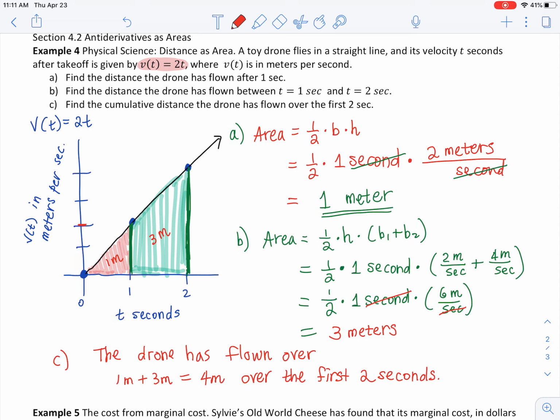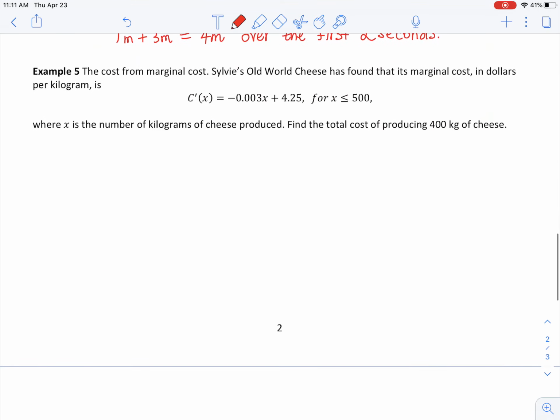Okay. So I got my last example, and I got that to be very similar to I think 3 of your homework problems. I think they were all talking about marginal cost. We'll do that last one, and then I'll come back and we'll talk about Riemann summation, okay? All right, let's look at the last one. The cost from marginal cost.